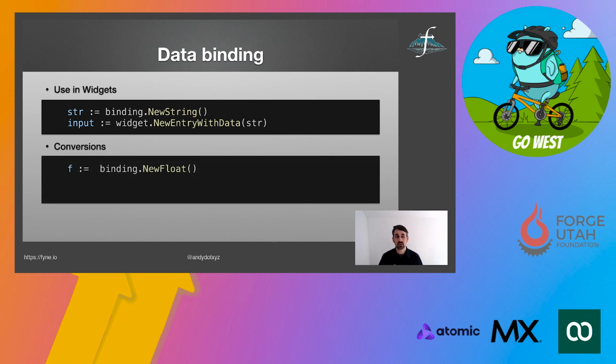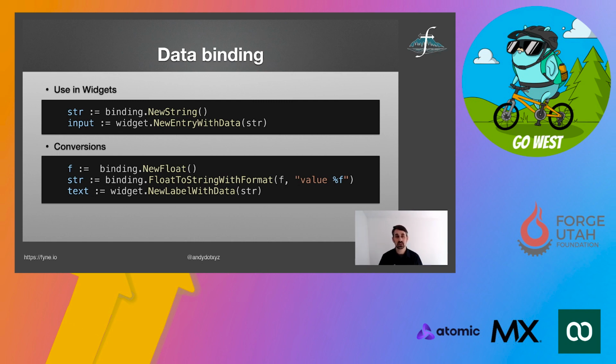We can also use conversions. And so in this case, we could set up a float, and that floating point number can be converted to a string by using float to string, which would use the standard format, or float to string with format, so we can specify how that should be rendered. And then that string can be passed to a label using with data, and that would then be shown to the user as value 2.3, for example.